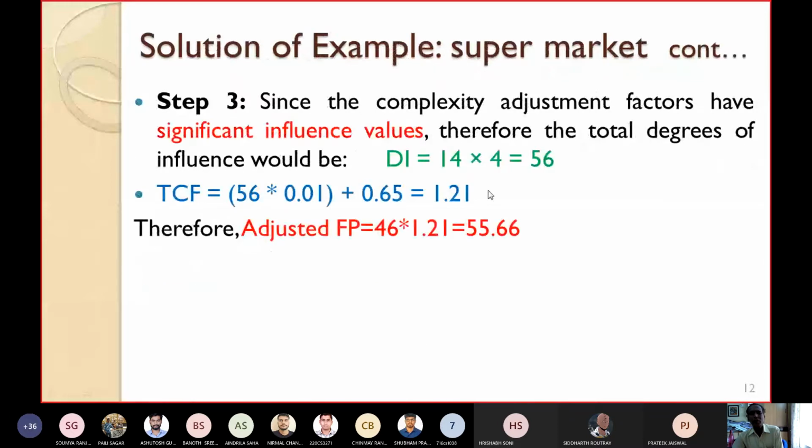For average or medium, it is 3. For significant, it is 4. So what is the DI value, the degree of influence? 14 into 4, it is 56. Then we should compute TCF. So VAF is also known as TCF.